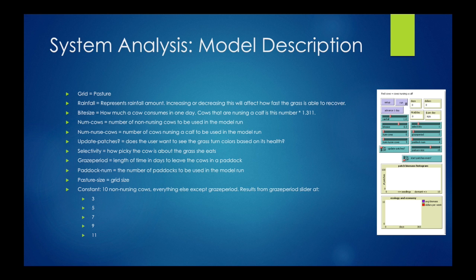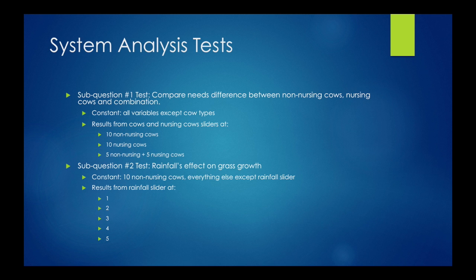If you had 10 nursing cows, everything else except graze period are constant. And just some numbers to throw in there to see what results you can get if you plug them into our model. So some of the tests we ran, sub-question 1 here, compare the needs of differences between non-nursing cows, nursing cows, and the combination. The constant we used in this test were all variables except for the cow types. Then we ran and got results when the sliders were set for 10 non-nursing cows, 10 nursing cows, plus an even split of 5 non-nursing and 5 nursing cows.